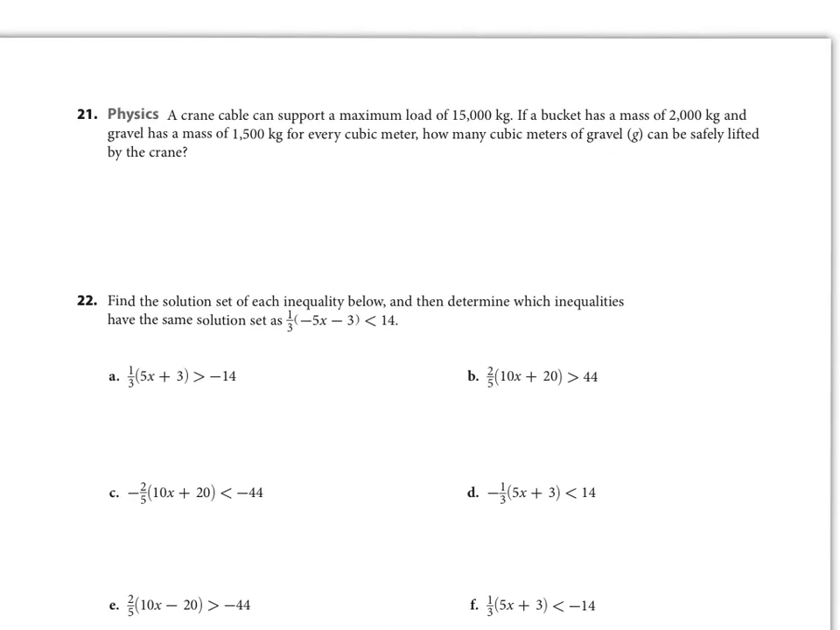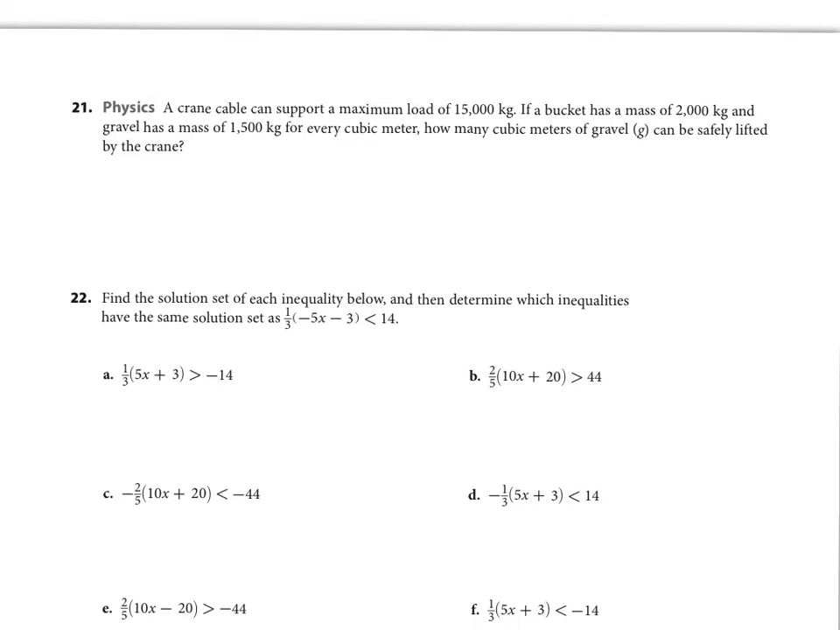It says a crane cable can support a maximum load of 15,000 kilograms. If a bucket has a mass of 2,000 kilograms and gravel has a mass of 1,500 kilograms for every cubic meter, how many cubic meters of gravel, G, can be safely lifted by the crane? Okay, so what do we have? We have a bucket, which is 2,000 kilograms, plus 1,500 kilograms times G, because it's 1,500 kilograms for each cubic meter, and the number of cubic meters is G here, it tells us.